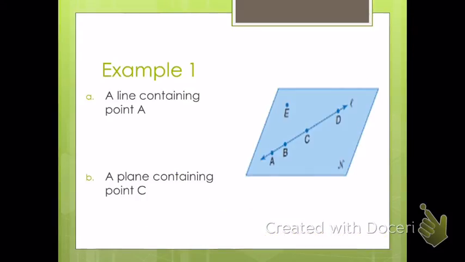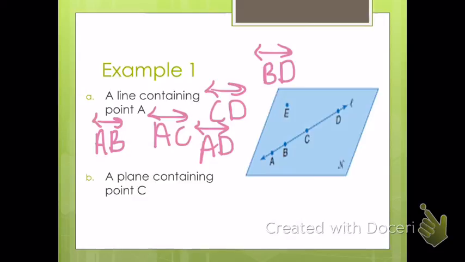Example 1, a line containing point A. So pause the video, see if you can name these using the correct notation, and then come back. All right, here's some different scenarios. I try to write down several answers here. Either one of these would work. Make sure that you only have two letters. Two letters name a line. 2 points.